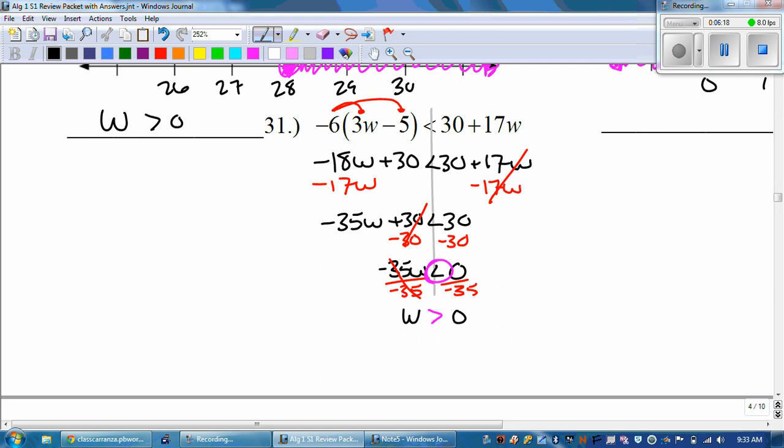Now it seems that my little graph disappeared, so I'm just going to make one. At 0, 1, 2, negative 1, negative 2. Am I open or closed? I'm open, and then I shade everything to the right.